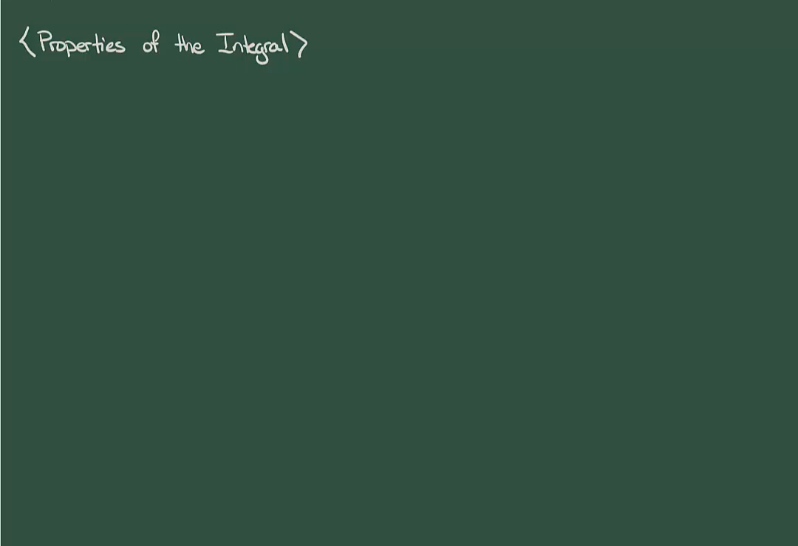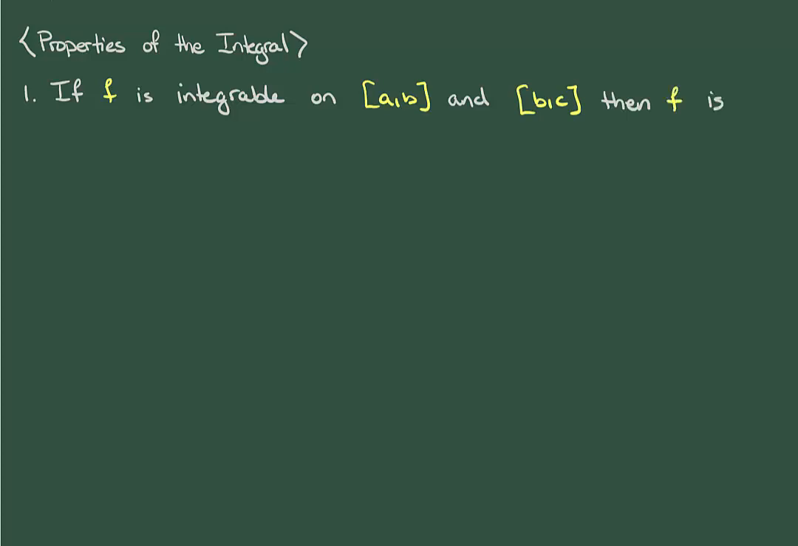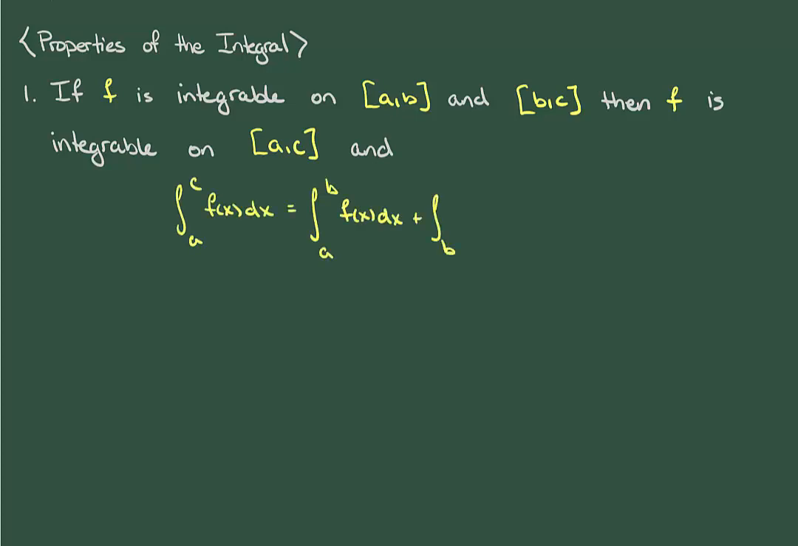In this video, we're going to look at some properties of the integral that will facilitate computation. The first property is called additivity of domain. It says that if f is integrable on the interval ab and the interval bc, then f is integrable on the entire interval ac. Moreover, we can split the integral on ac into the integrals over ab and bc like so.